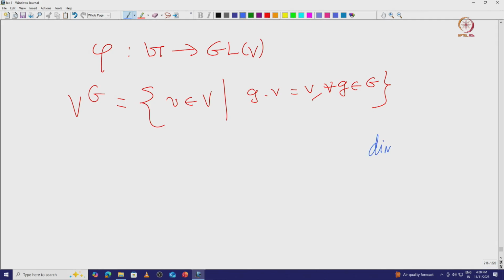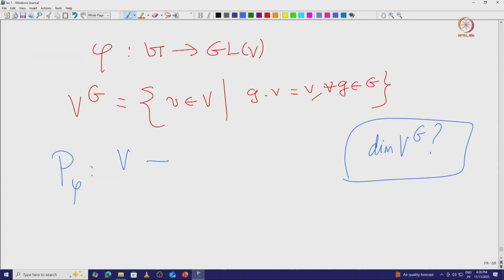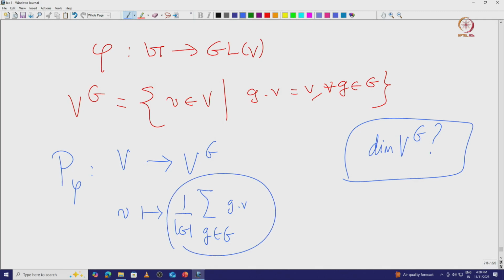We want to understand the dimension of V^G, and for this we are going to use the projection that we defined before. Recall the projection P_phi, which is defined from V to V^G by taking an element v and then taking the average sum of phi(g)v over g in G, and we verified that this indeed belongs to V^G. So, that means this P_phi defines a map from V to V^G over the complex numbers.